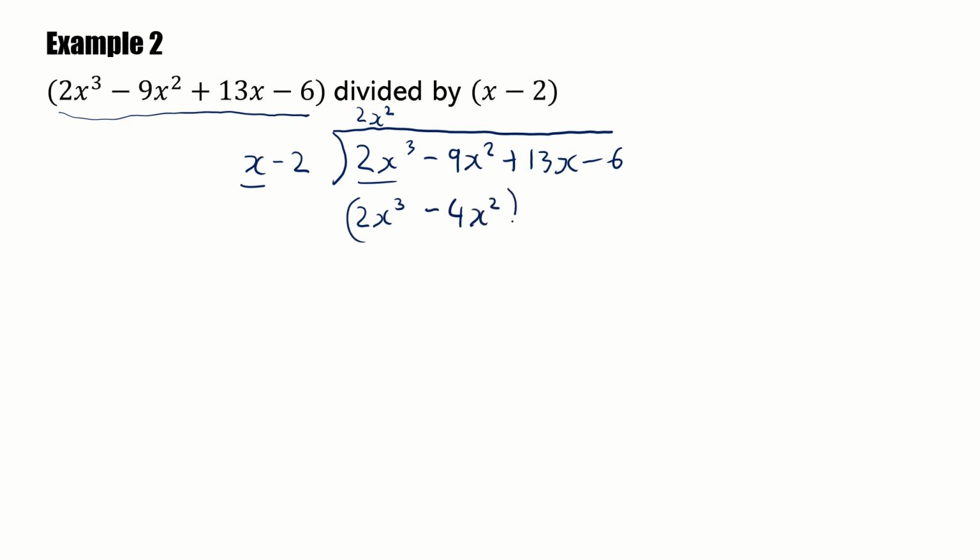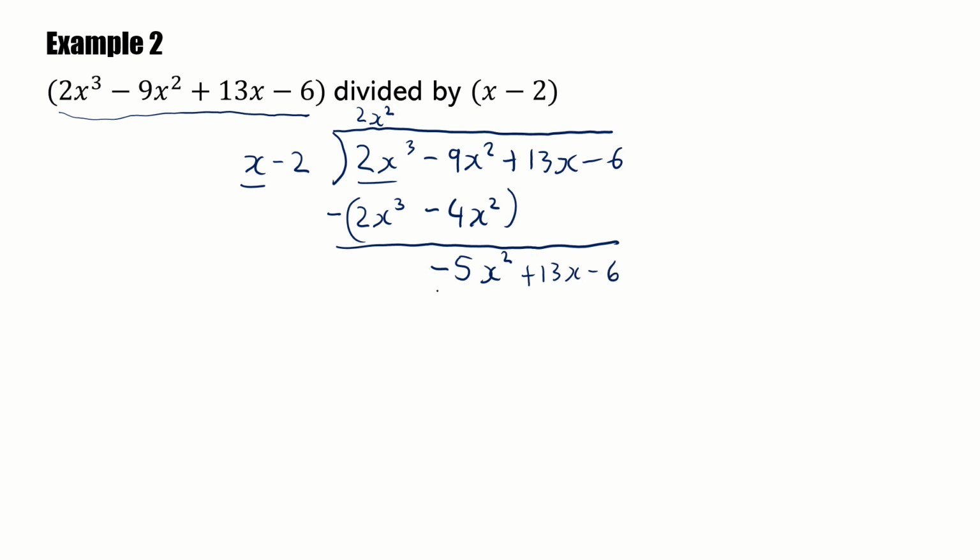And then we're subtracting that from the line above. Doing the subtraction, again, the 2x cubed are cancelling out. I was expecting that. Minus 9 minus minus 4, lots of x squared, will get me minus 9 plus 4, which would be minus 5x squared. And then I've still got that 13x there. I've still got that minus 6.